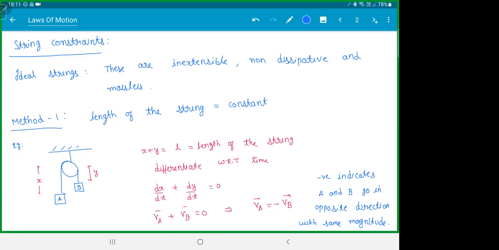So basically method 1 is simply you label different lengths of the strings as x1, x2, x3, x4, any number of strings. And then you say the total length of the string is constant, and then differentiate. You see which velocity of the block will change which variable and accordingly substitute.